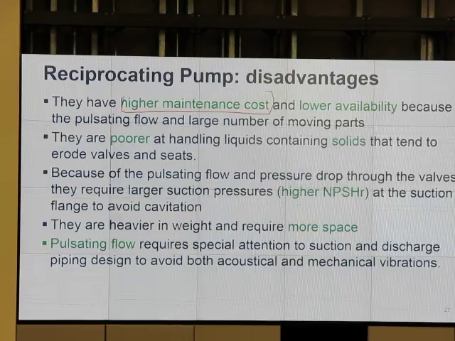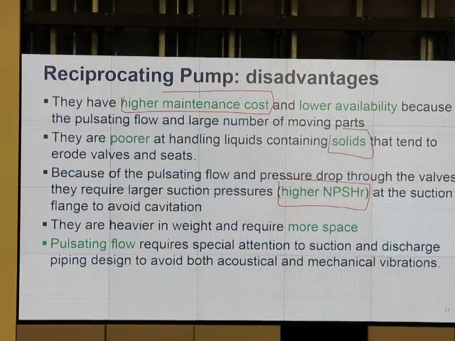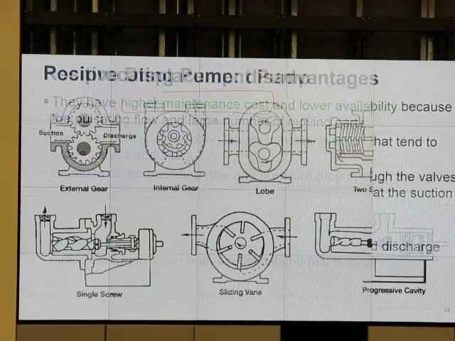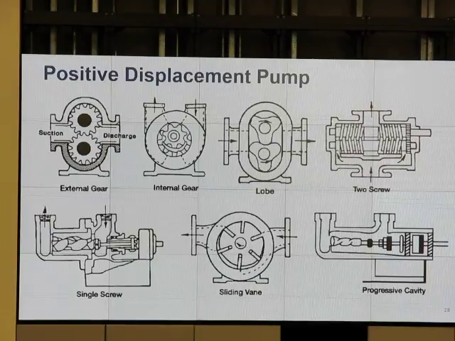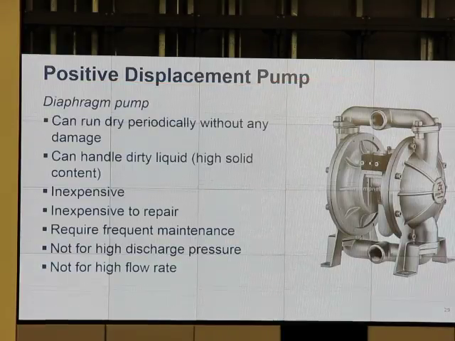Read this one. High maintenance cost, susceptible to solids, needs higher NPSHR. It has pulsating flow, which requires special attention to remove the pulse. Gear pump. Fluid comes on the suction side, travels around the side and goes to the discharge. Internal gear, we have lobe, screw, single screw, sliding vane. All these are positive displacement. We push the fluid directly to the front.